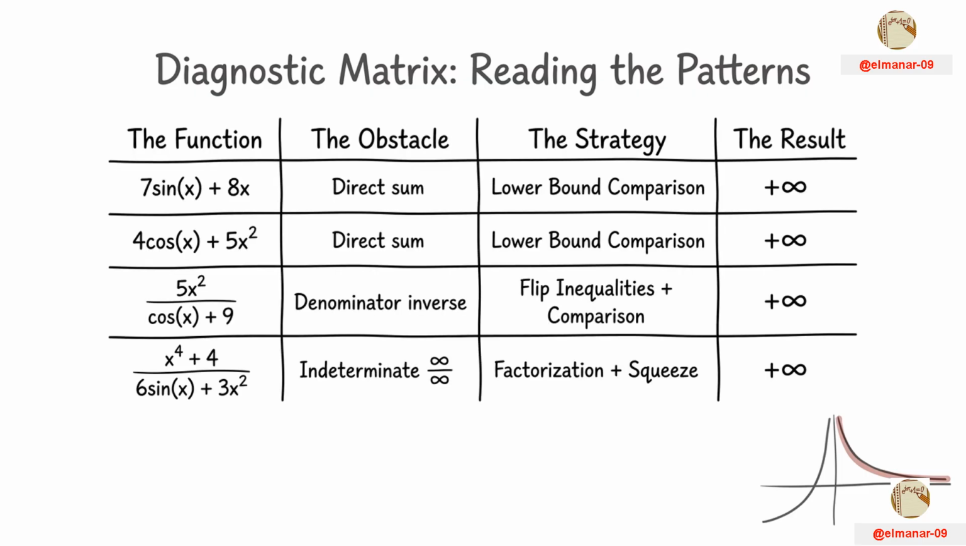To wrap up, let's look at this diagnostic matrix. It's your cheat sheet for reading the patterns. If you have a direct sum, like 7 sine of x plus 8x, use lower bound comparison. If you have an inverse, like 5x squared over cosine x plus 9, flip the inequalities and use comparison. If you have an indeterminate form with different powers, use factorization and the Squeeze theorem.